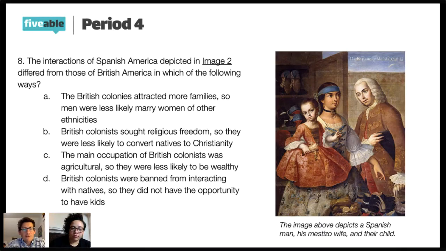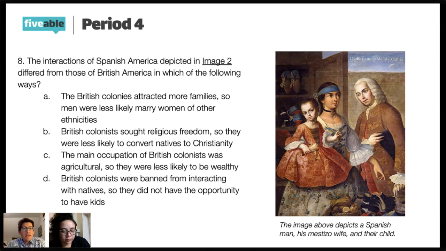B, British colonies sought religious freedom, so they were less likely to convert natives to Christianity. But while they do seek religious freedom, that second part, less likely to convert natives to Christianity, doesn't really follow from the first part to me. It seems like a distractor that wants to pose as the answer to the question. And the British would have been likely to want to convert whoever they came across. Mm-hmm. C, the main occupation of British colonists was agricultural, so they were less likely to be wealthy.